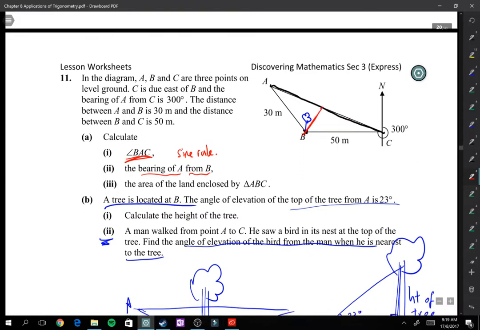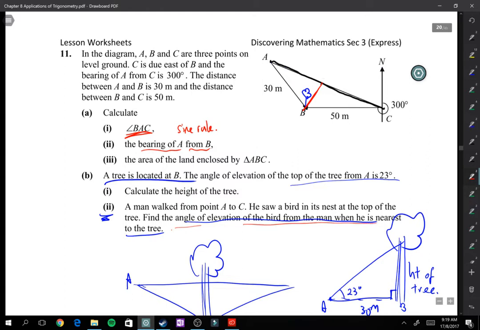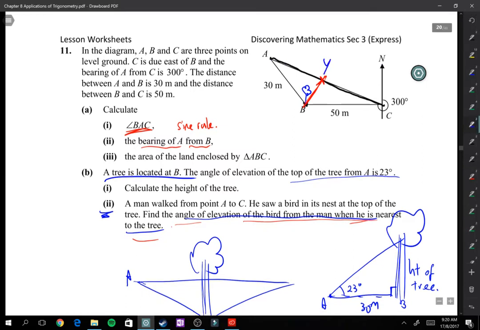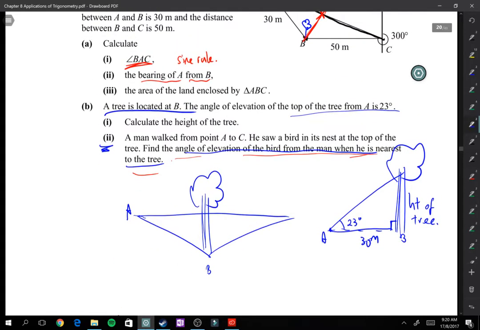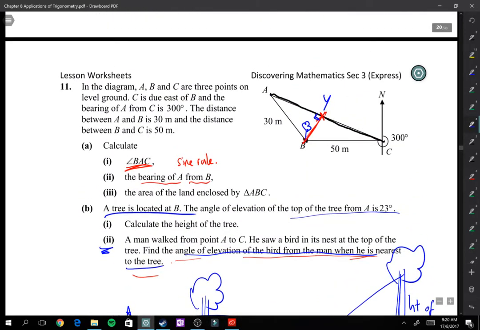Okay, now they want the angle of elevation of the bird from the man when he's nearest to the tree. So this is the point we are talking about. Let's call this point Y. So from YB, now can we find what is YB? Okay, we can. If we have this angle, we can just use SOH CAH TOA, because you see ABY is just a right angle triangle. This is 30, this is your angle. This is Y, B and A. So can you find what is BY? You can, using SOH CAH TOA, right?